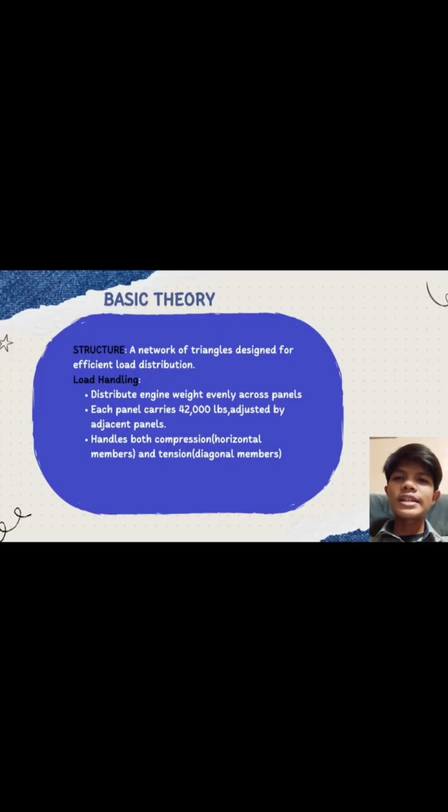Okay, so now I will be discussing the basic theory of the Fink Truss, a highly efficient bridge design. First things first, this structure is known for its unique triangular framework, which excels in load distribution and stability. So how does the Fink Truss work? The Fink Truss consists of interconnected triangular members designed to evenly distribute loads. Each panel shares the weight, reducing stress on individual components. Diagonal members handle tension, while horizontal ones manage compression, ensuring stability under heavy load.